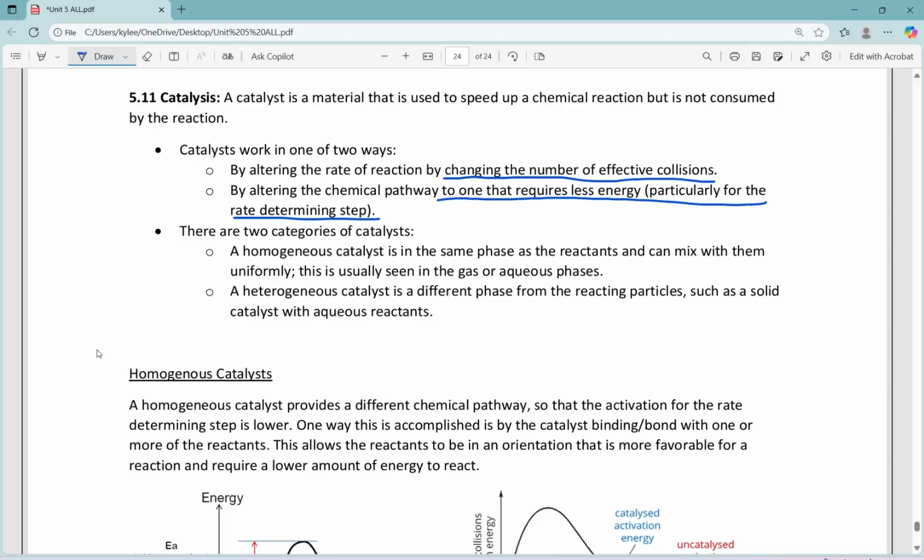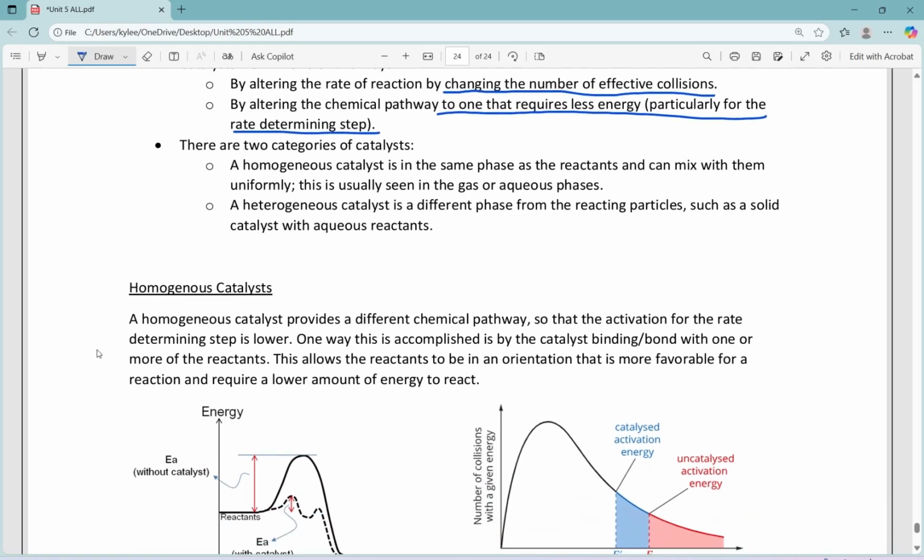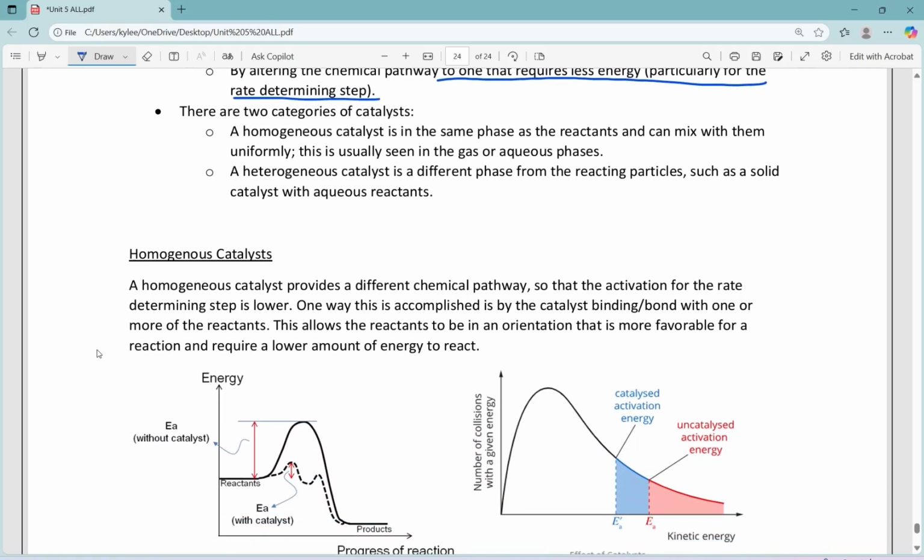We like to subdivide catalysts into two categories. One is a homogeneous catalyst, that's going to be in the same phase as the reactants and can mix with them uniformly. This is usually seen in gas phase reactions or aqueous phase. And then we also have a heterogeneous catalyst, which is a different phase from the reacting particles, such as I add a solid to an aqueous reactant.